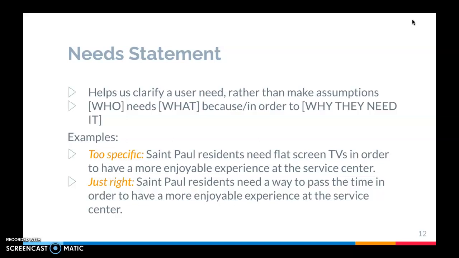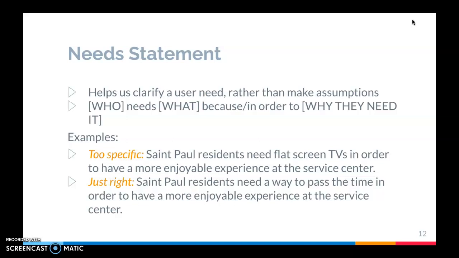So that's basically already telling us the solution is a flat screen TV. But maybe that's not actually the solution. Maybe we're being too specific and too narrow as we're framing this problem. So we could reword it to this just right sentence: St. Paul residents need a way to pass the time in order to have a more enjoyable experience at the service center. So you can see that the second one is a broader framing that's open to more solutions. It's not already prescribing what's going on.